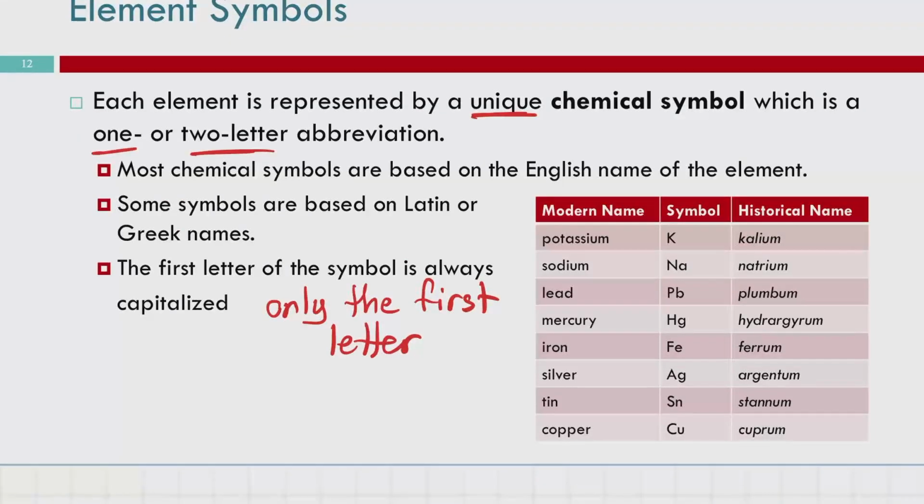A couple of examples of modern versus historical names in English. Potassium and sodium are kalium and natrium. So the symbol K for potassium comes from kalium. The symbol for sodium, Na, comes from the historical name natrium. And there are other examples below. There are 2 that I've got memory devices for.